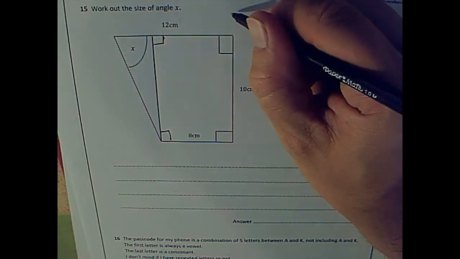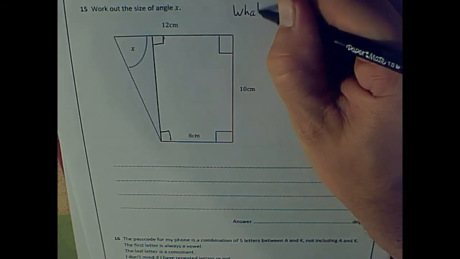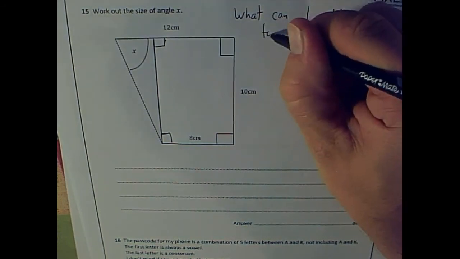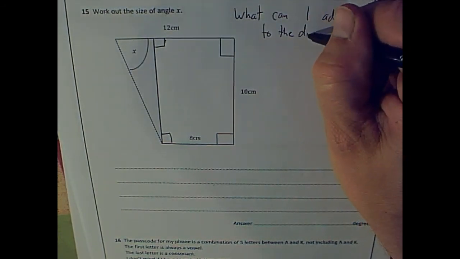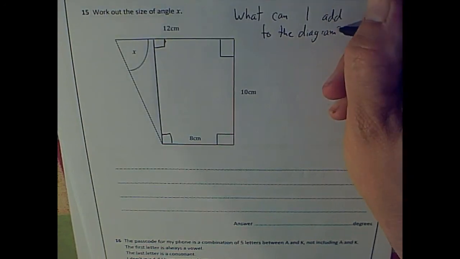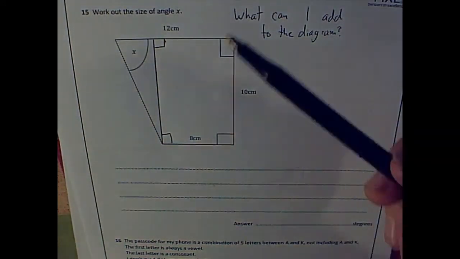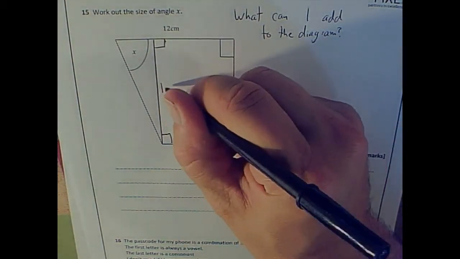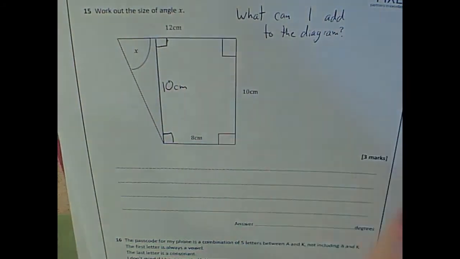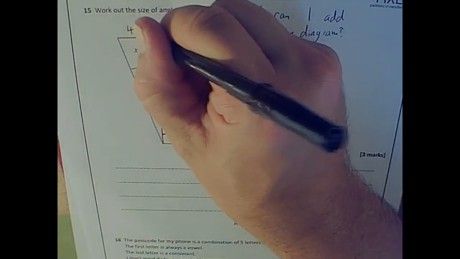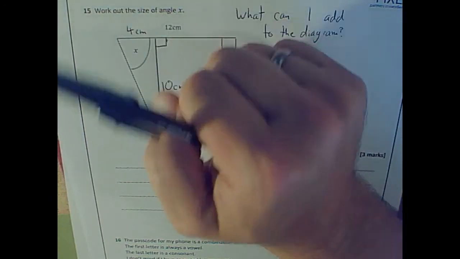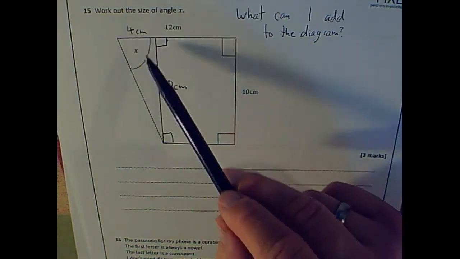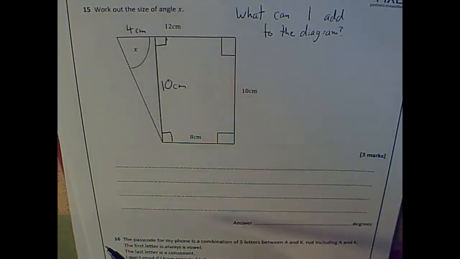My prompt here for you would be, what can I add to the diagram? As part of your problem-solving process. And then my second thing is, now that I've added that, I can add more things. I can add that this is 10 centimeters. I can add that this is 4 centimeters, right? Because this is that whole distance 12, take away the 8. And I can immediately now see that I can use trigonometry to figure out the value of that angle.